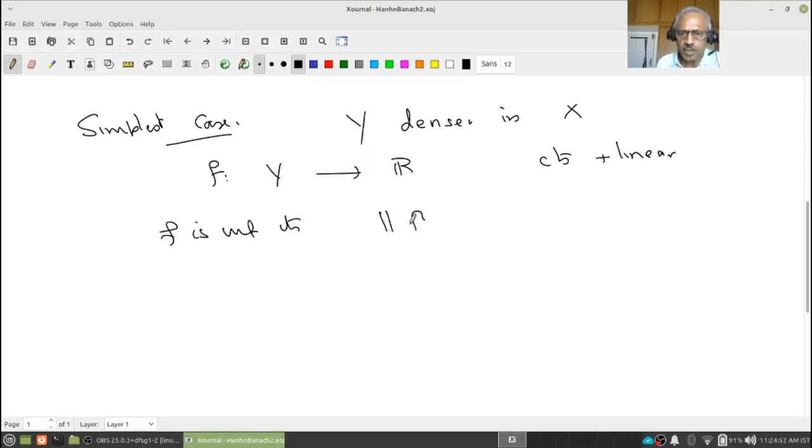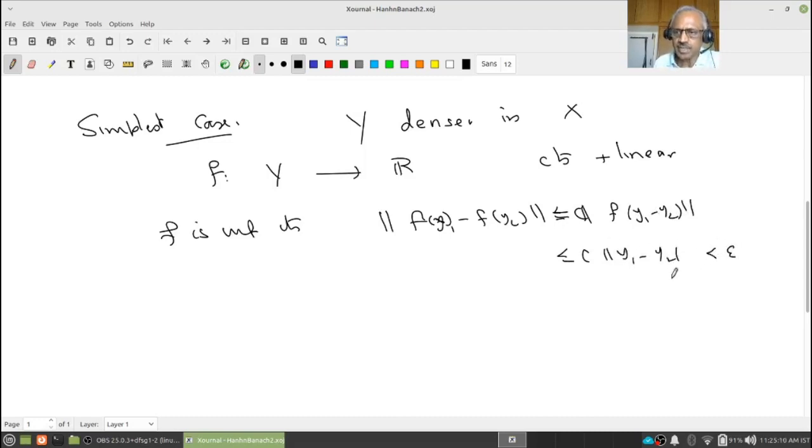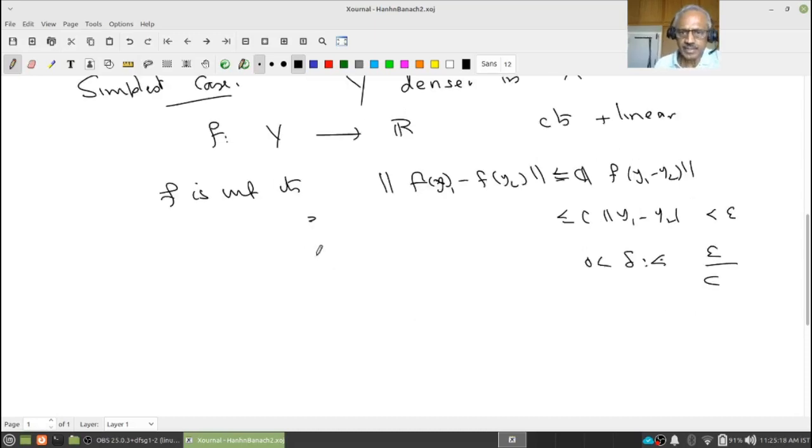Continuous and linear. Okay, then f is actually uniformly continuous, because |f(y1) minus f(y2)|, it's linear, therefore that is |f(y1 minus y2)|, which is less than or equal to C times the norm of y1 minus y2. So if I want this to be less than epsilon, I choose delta with 0 less than delta less than epsilon by C.